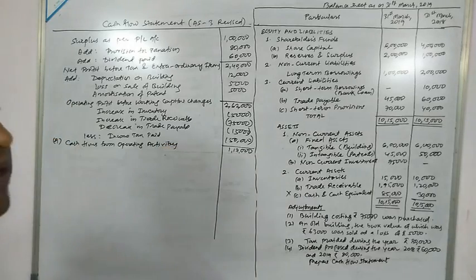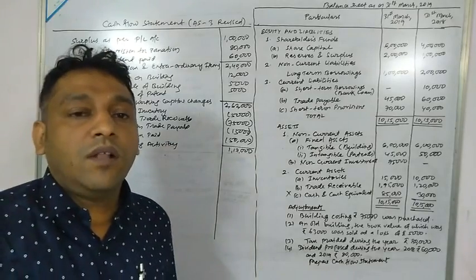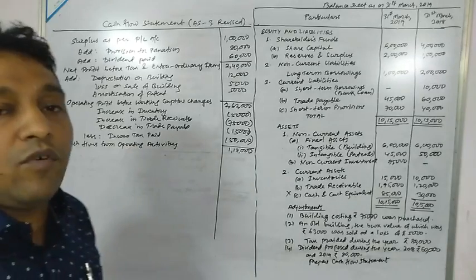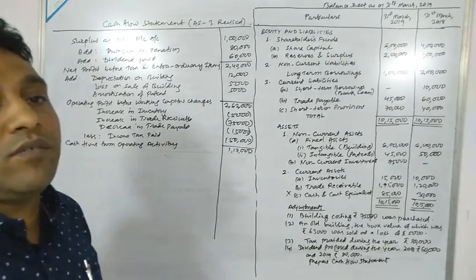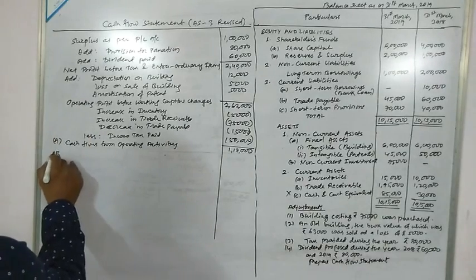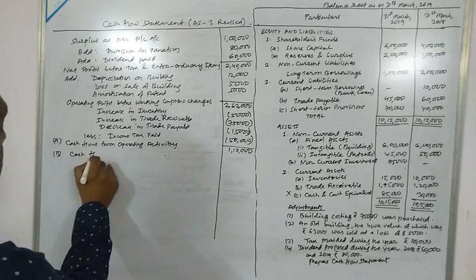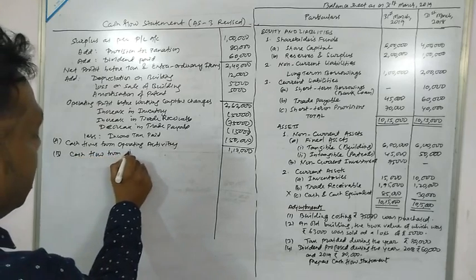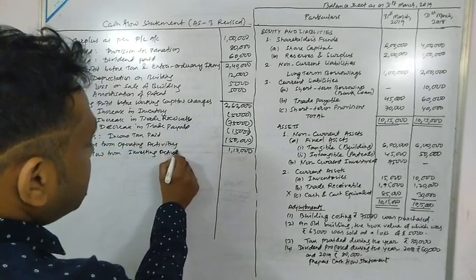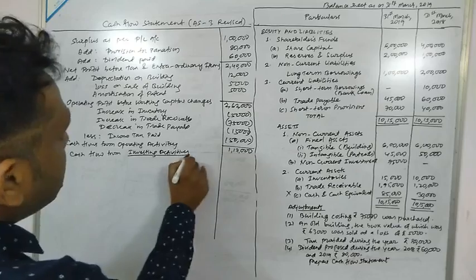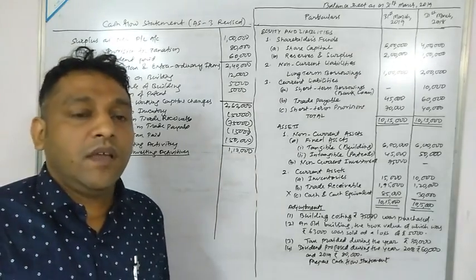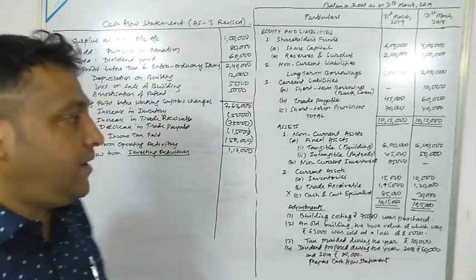Since we are required to prepare the cash flow statement, we are required to prepare all three activities. First of all, we have calculated cash flow from operating activities. Next, we are required to calculate cash flow from investing activities. In investing activities, if there are purchases of assets, we will subtract them because it will result in the outflow of cash, and in case of sale of assets it would be added.